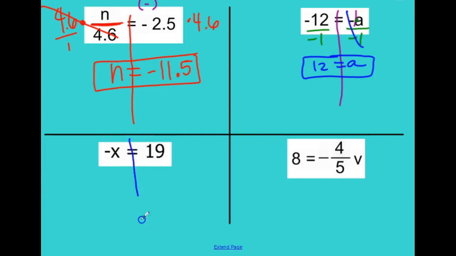Down here we have the exact same thing. This is really a negative 1. The opposite of multiplying here is divide, so we're going to divide by that number, that whole number, not just 1, negative 1. Those cancel. 19 divided by 1 is still 19, but it's a negative.